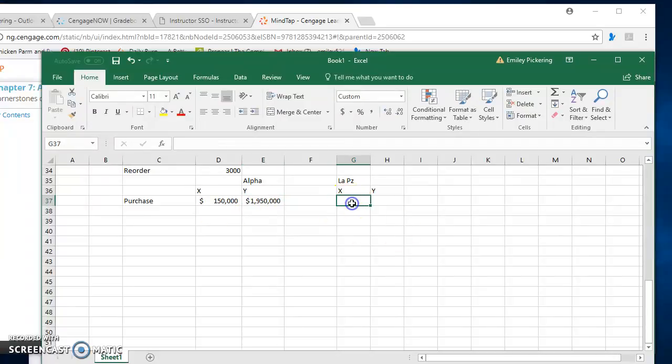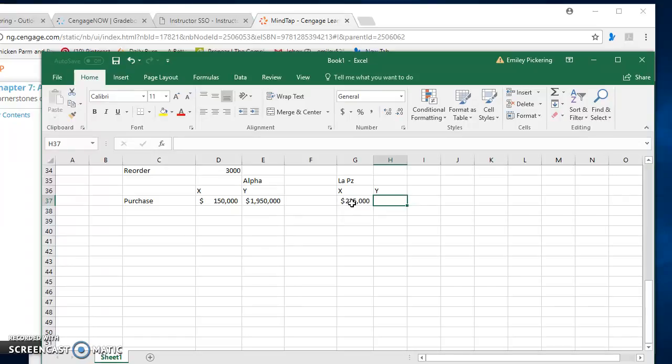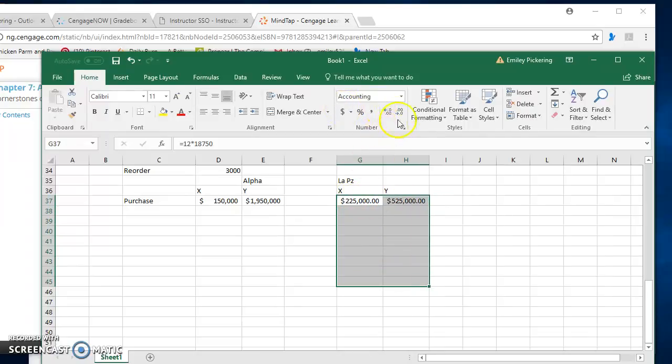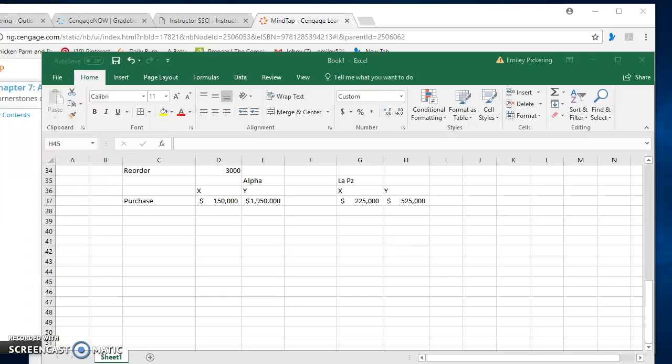Okay, and then for La Paz, it was $12 each, and we bought 18,750. And for Y, it was $28 each, and we bought 18,750 as well. Okay. All right. So that's our purchase cost, which is just the first part of that. And then now we're going to need to calculate the other costs associated with it. Let's do testing first.